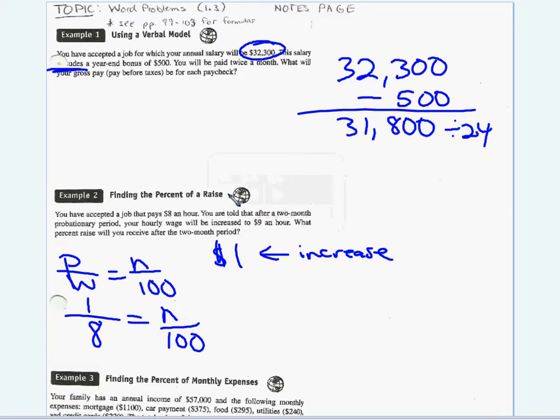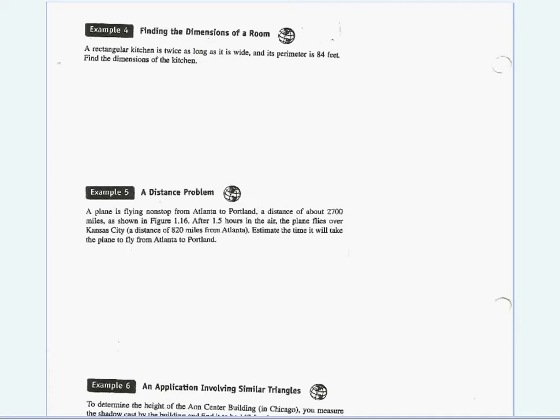Okay, let's look at the back page now. Starting with example 4, this is a good problem for us to look at. This is one of the classic rectangle problems, and I would recommend drawing a picture. A rectangular kitchen is twice as long as it is wide. Stop. One of the things you've got to do on word problems is read slowly. Twice as long as it is wide. So if my width is W, my length is 2W.